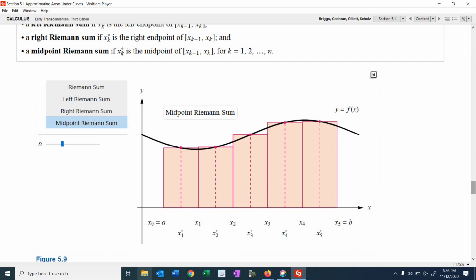Okay, so in the next video, I'll go over an example where we actually find a Riemann sum so you can see how this works.